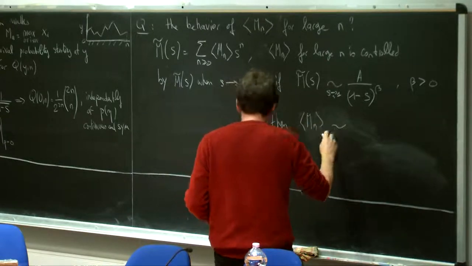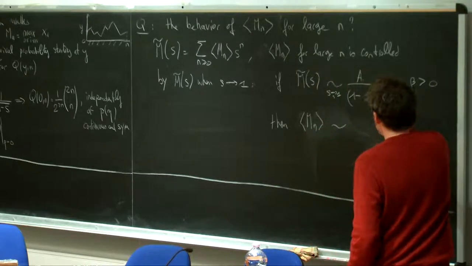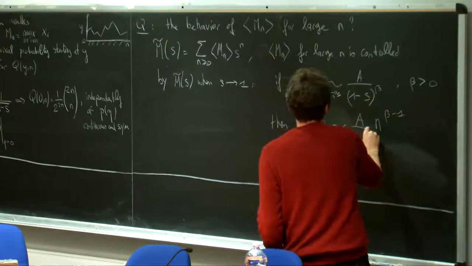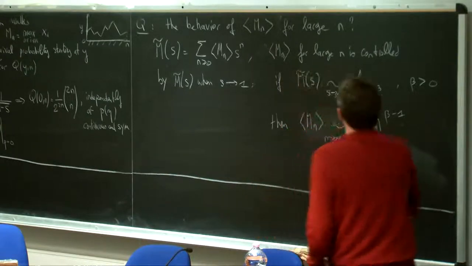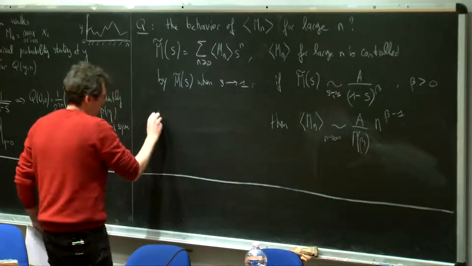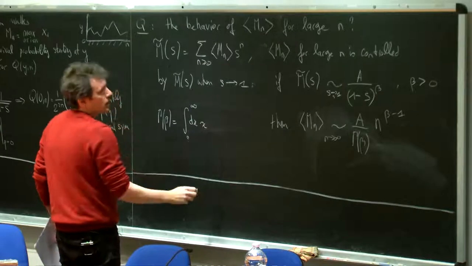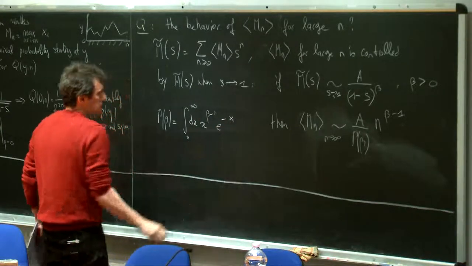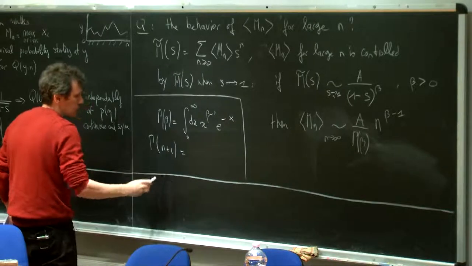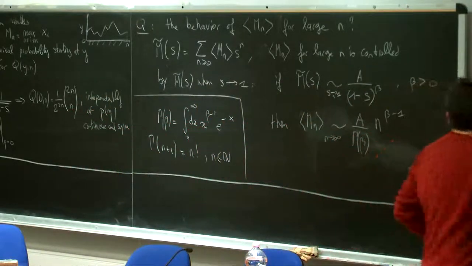that this moment here will behave like n to the power beta minus 1 when n goes to infinity. The prefactor is just given by A divided by gamma of beta. So what is gamma of beta? This is just the integral dx, x to the power beta minus 1, e to the minus x. That's just a reminder. In particular, you all know, I guess, that gamma of n plus 1, when n is an integer, is just factorial n. So that's a very nice property.